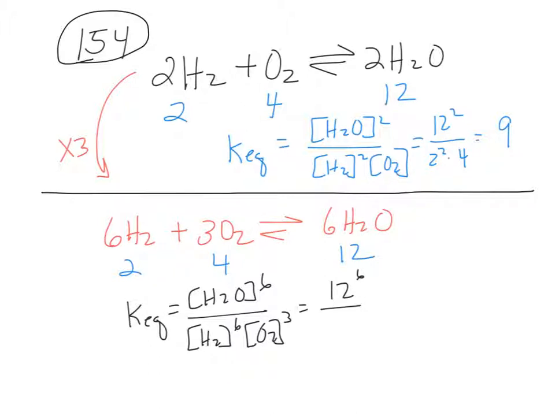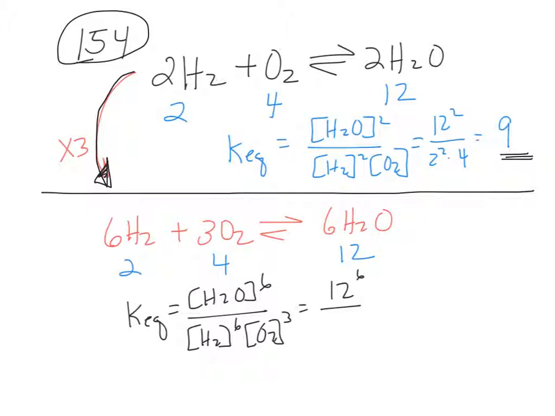And we took a look at the equation on page 154 and how the K equilibrium was 9. And the question was, well, what if we multiply a reaction by 3? Will we raise the K equilibrium to the third power? Because if you double a reaction, you square the K. So we multiplied that by 3, and we got 6H2O plus 3O2 is in equilibrium with 6H2O.